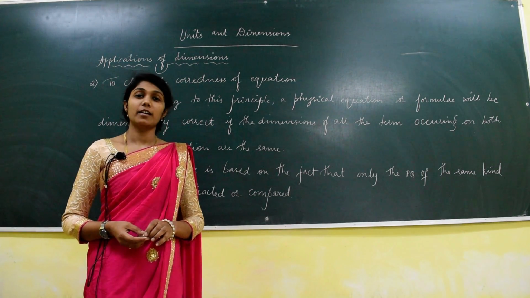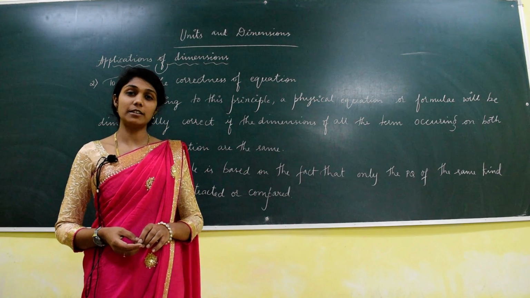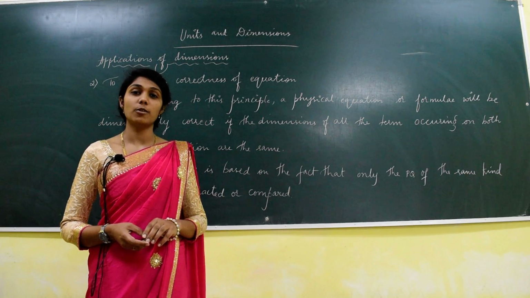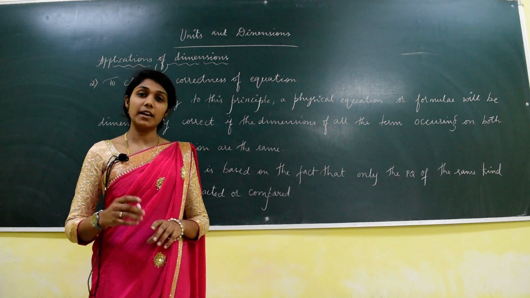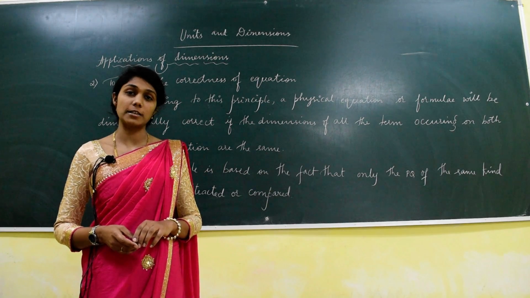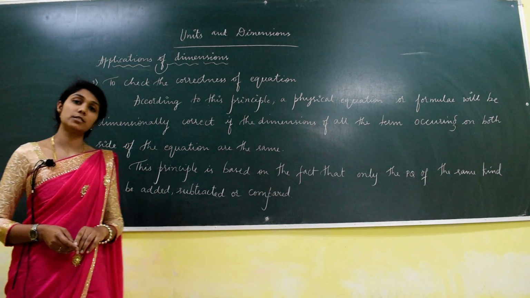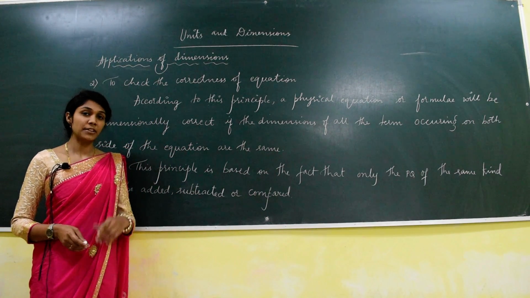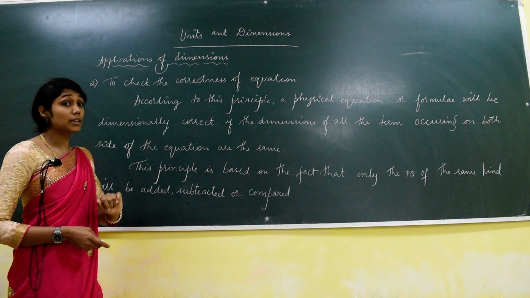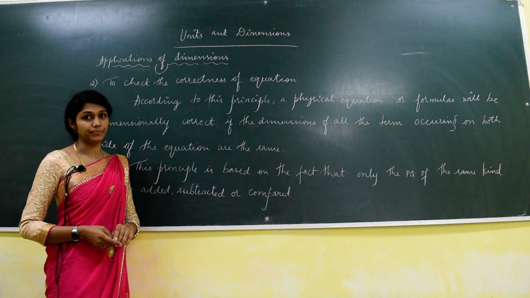Hello viewers, in the last session we discussed applications of dimensional analysis. I told you there are three uses of dimensional analysis, and we discussed the first application, which is to convert a given physical quantity from one system of units to another system of units. Today I am going to discuss the second application of dimensions, that is to check the correctness of an equation.